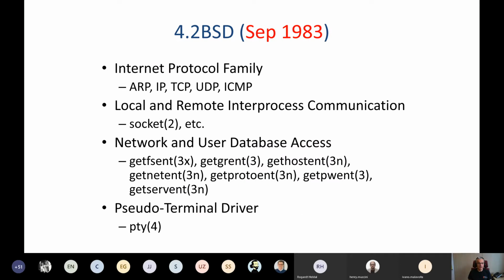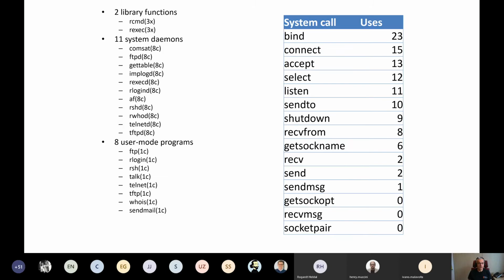4.2 BSD brought the Internet Protocol Library, inter-process communication, abstraction for database access, for accessing network interfaces, and the pseudo terminal driver. You see many new system calls that were introduced at that time for all those facilities. 11 system calls you see on the right used by 2 library functions, 11 system daemons, and 8 user mode programs.